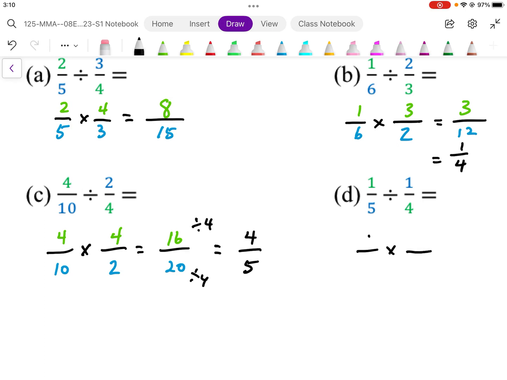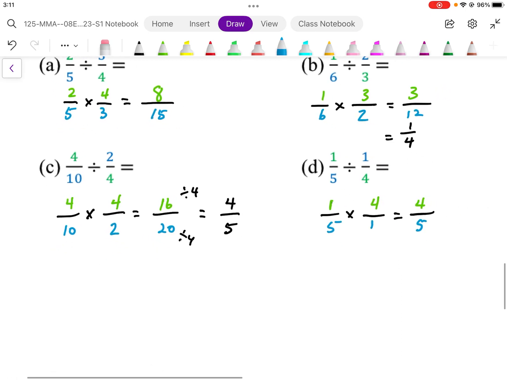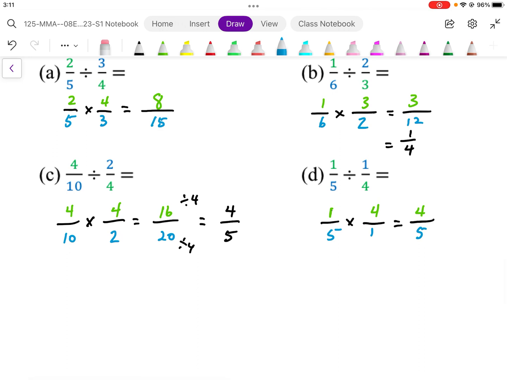So same thing here. We're going to change that divide into multiply. Times 1, divide 5. Times 4, divide by 1. And then we end up with 4 on top. 5 times 1 is 5 on bottom. They don't share any common factors, so there's my final answer, 4/5.